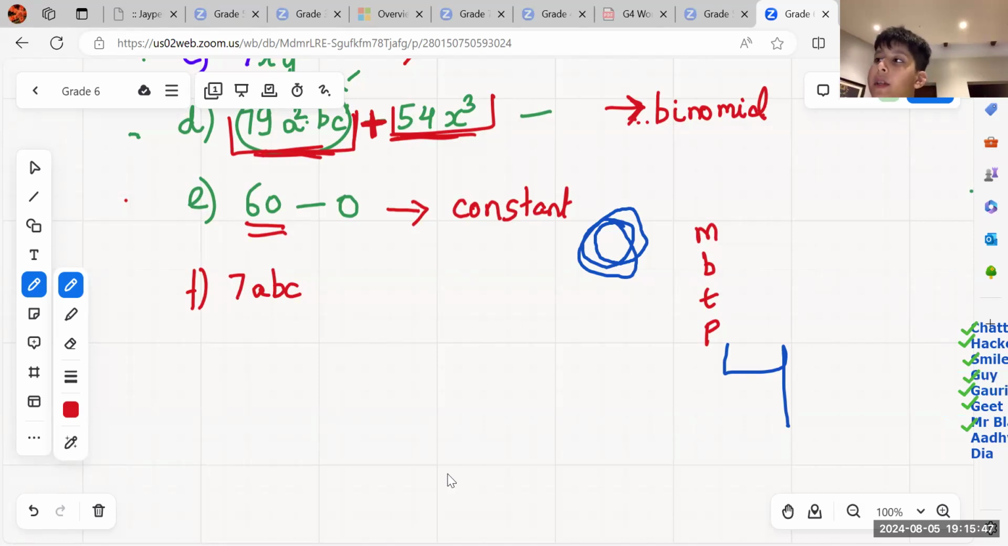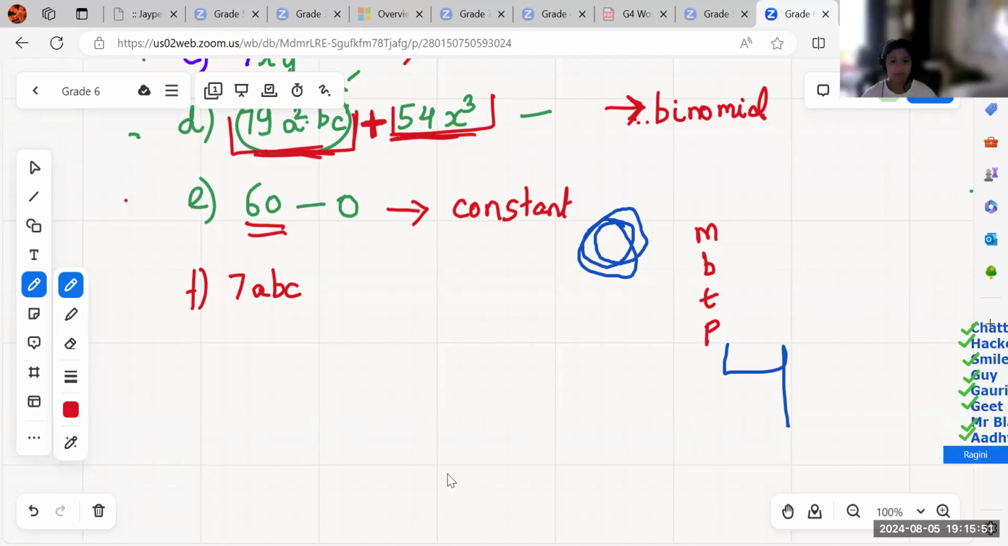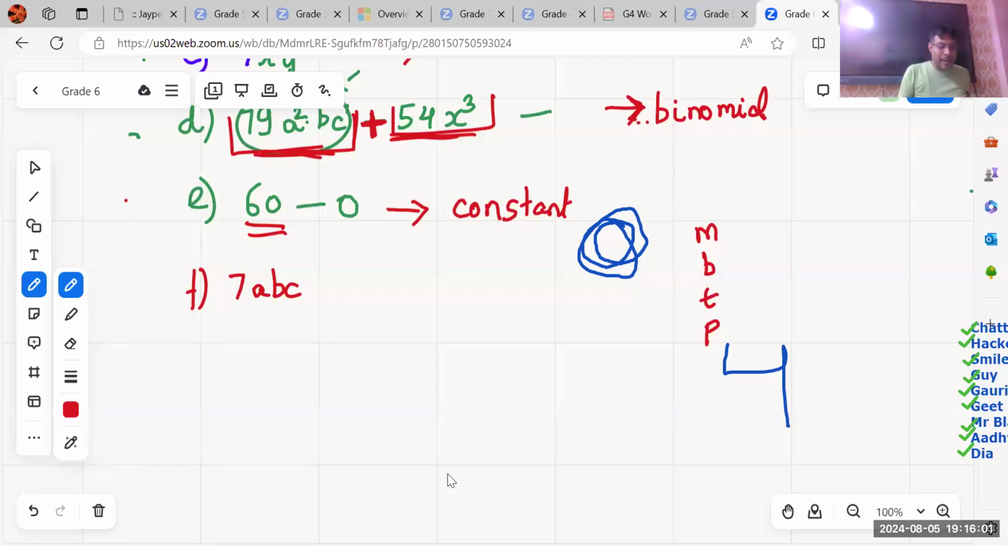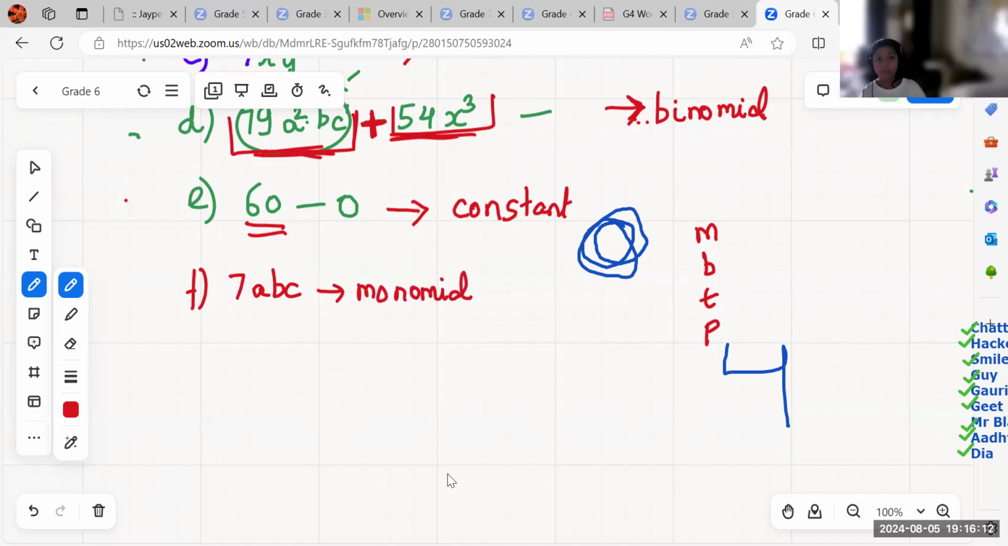Mathematically, this can be classified as a polynomial also. So how can the teacher mark it wrong in our exams? Because, beta, the school might be very specific. Yes, they might write that classify them as monomial, binomial, or trinomial. Then of course it will be wrong.